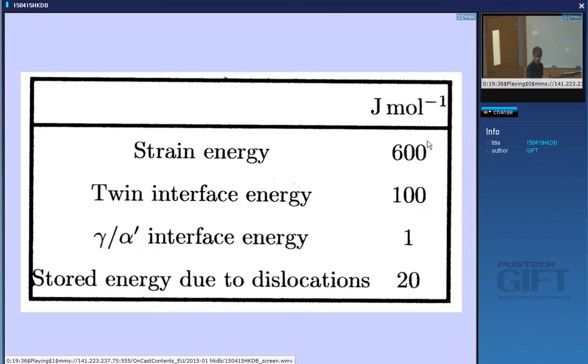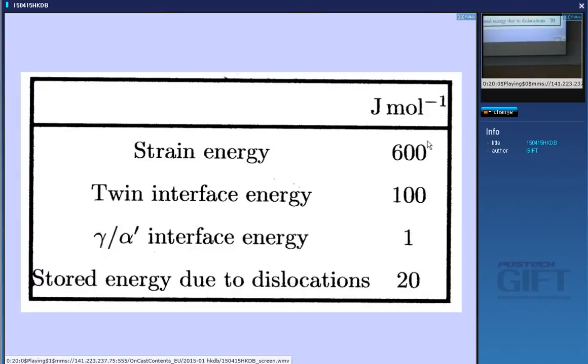This is very large. Because the shape deformation is very large, this is huge, 600 joules per mole. Typically, when allotriomorphic ferrite or pearlite forms, it's of the order of 40 joules. So this is a very, very large strain energy, and that's why the transformation is dominated by strain. We get the thin plates forming.